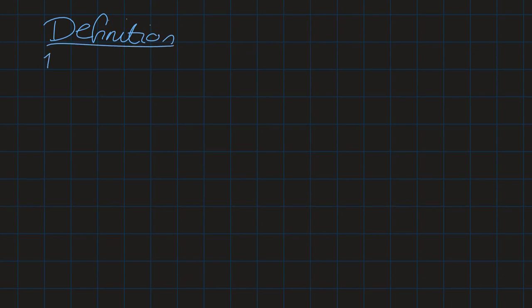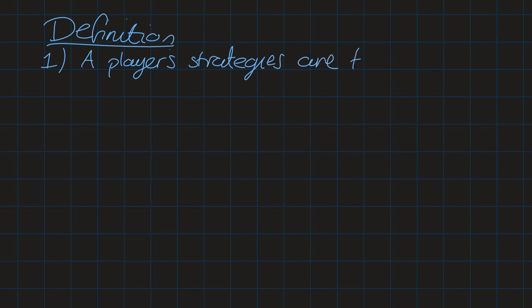Part 1 is strategies. So in a game, a player's strategies are the player's possible moves. Okay, so a player's strategies are the possible options the player has to choose from.